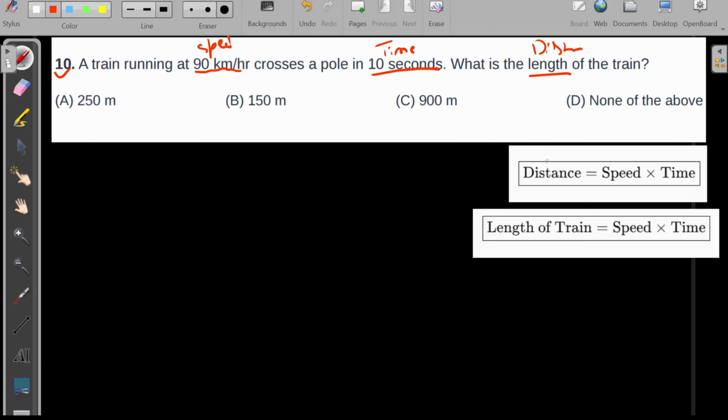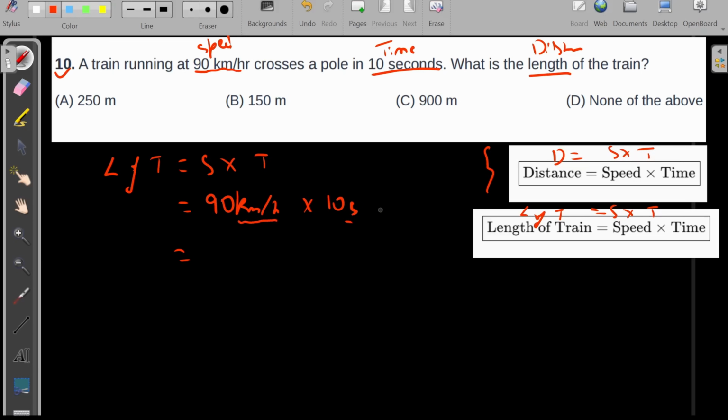Now in order to solve this question, I will use this formula, which is distance equal speed multiply time. Or we can write in this case, length of the train equal speed multiply time, which basically means the same thing. Speed we already given, which is 90 km an hour. Time here is 10 seconds. Before we multiply these values, we need to change their unit because the speed is in kilometer an hour, time is in second. So we need to change them into meter second.